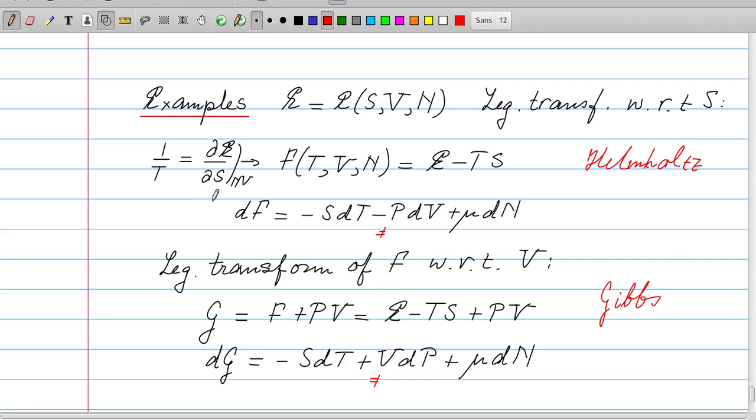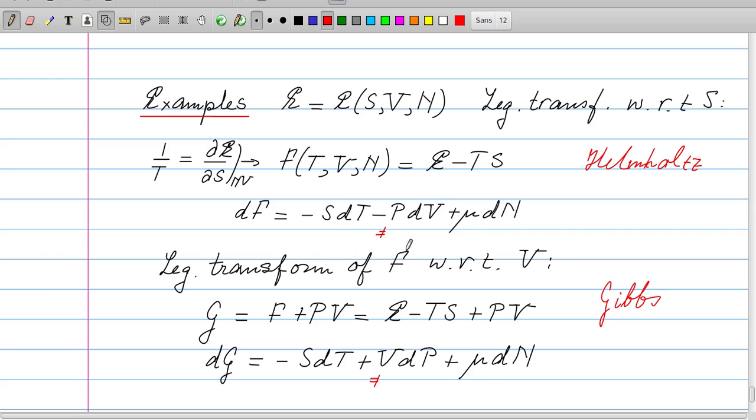So let us see how these Legendre transformations play a role in thermodynamics. We start from the energy, which is a function of S, V and N, and we can perform a Legendre transformation with respect to the first argument, which is S. Well, we know that dE dS is 1 over T, and so we get a new function which now is called F. It's the Helmholtz free energy, and it's E minus TS. If we calculate the differential, then we obtain minus S dT minus P dV plus mu dN.